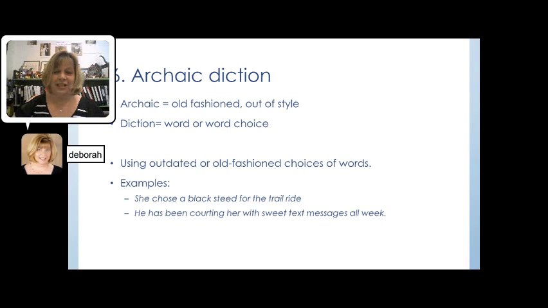Archaic just means old-fashioned, and diction means word choice. So archaic diction means deliberately choosing a word that evokes this earlier time. Again, this can be an appeal to pathos as it brings back all of these memories and connections with things from old. For example, she chose a black steed for the trail ride, or he's been courting her with sweet text messages all week. Both of those words, steed and courting, are not words that you would tend to hear in modern English, and so using them in that context gives a sense of something more old-fashioned and brings an emotional connection to a different time.